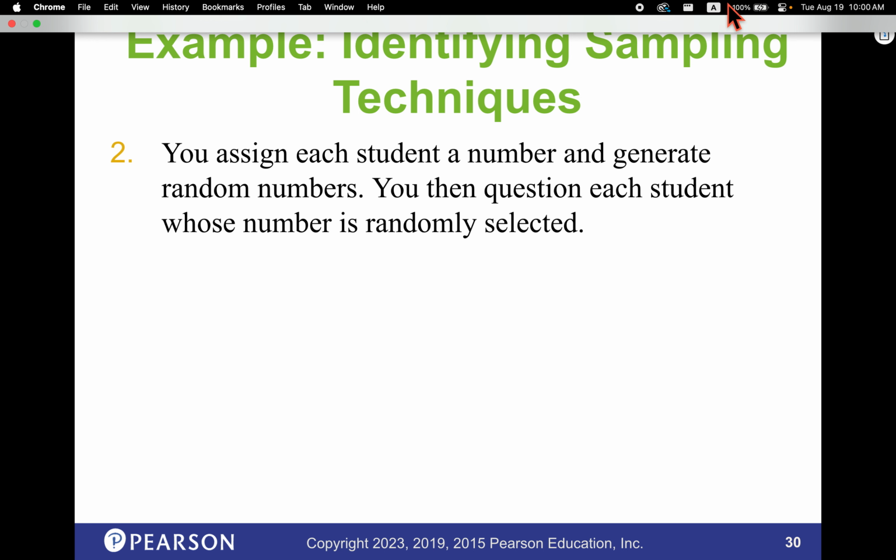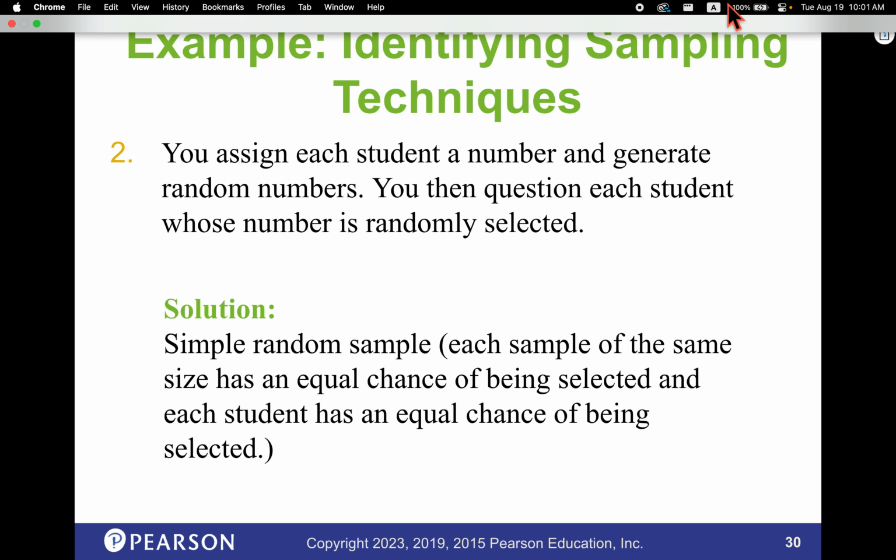Not quite. Remember, systematic is every 5th or every 10th. It's a random sample. It's almost too obvious, right? If you randomly select them, it's now a random sample. And it's a simple random because of the way you've done it by assigning that number, each person has the same probability of being selected, and each sample has the same probability as well.